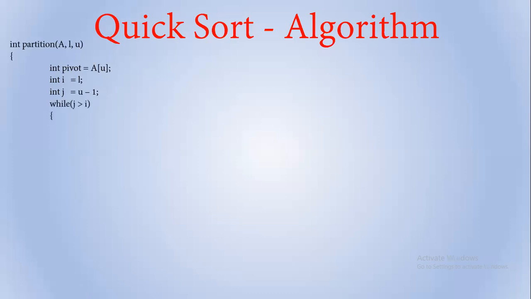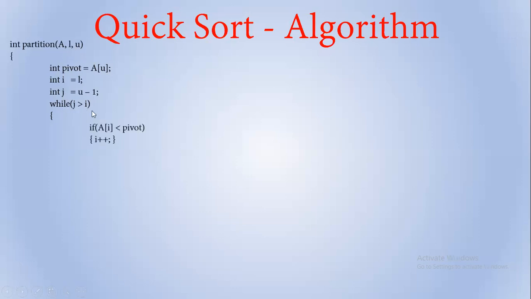And after that we will continue while j is greater than i. For example, in the previous example l was 0, u is 4, so 4 minus 1 is 3, so j is 3, l is 0, so 3 is greater than 0. So in the first step it will continue.